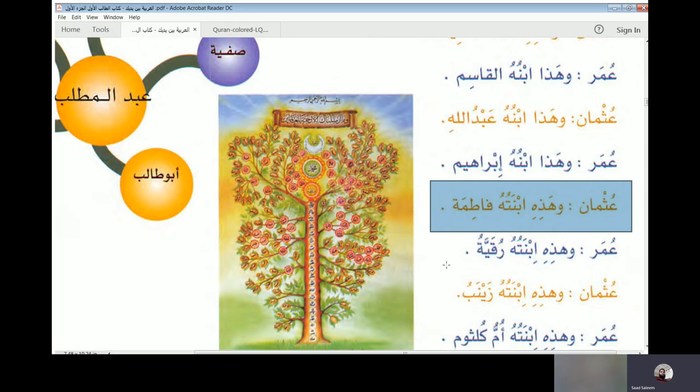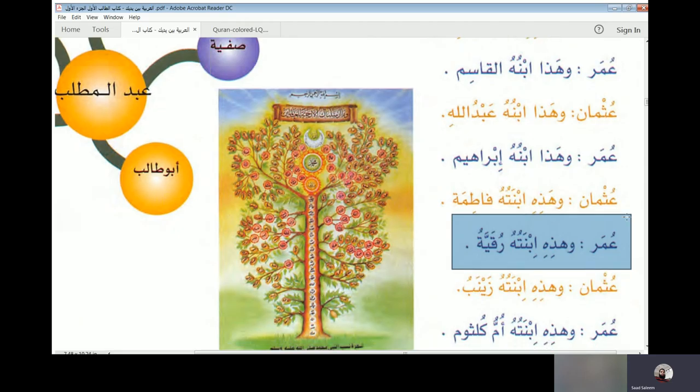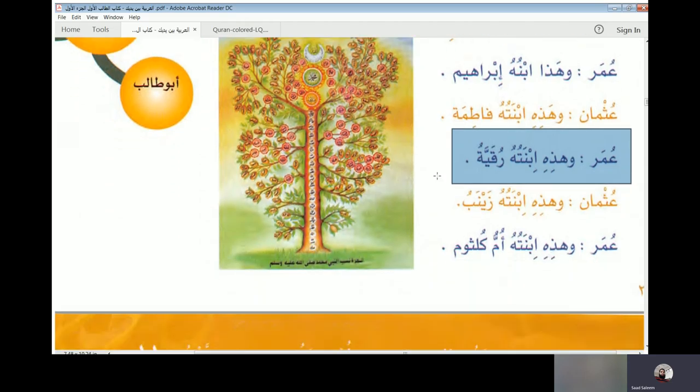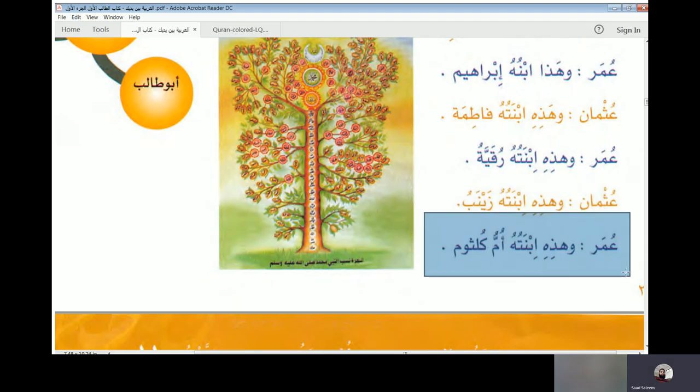وَهَذِهِ بِنْتُهُ رُقَيَّةُ. And this is his daughter, Ruqayyah. وَهَذِهِ بِنْتُهُ زَيْنَبْ. And this is his daughter, Zainab. وَهَذِهِ بِنْتُهُ أُمُّ كُلْثُومٍ. And this is his daughter, Umme Kulsoom.